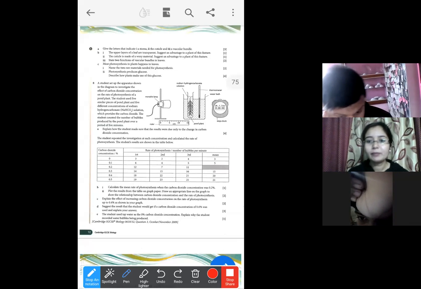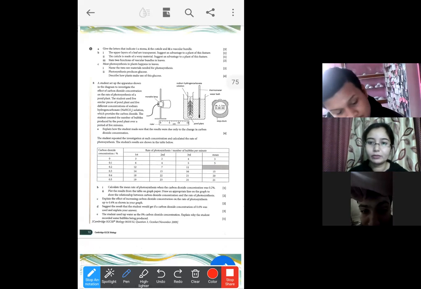Because the time cannot be different. So the time should be maintained uniformly. Just to maintain the time uniformly, they have used the stopwatch, so that you can compare the result for all the samples properly. There will be much more accuracy.